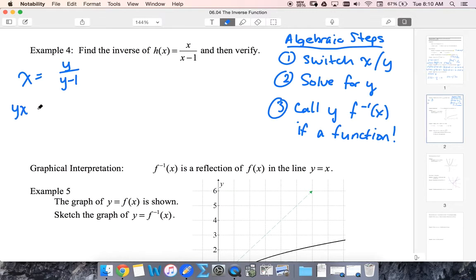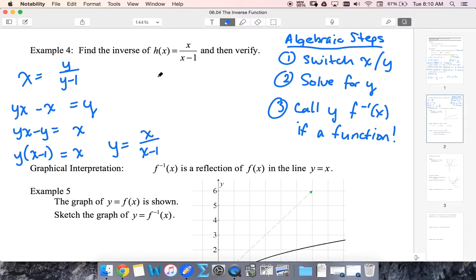That's going to give me yx minus x equals y. I want to get all the y's together, so I'm going to subtract y over here, add x over here. I'm going to factor out the y. So now I get y is equal to x over x minus 1. Same thing. This is a function. It's a reciprocal function. So I'm going to call f inverse equal x over x minus 1.